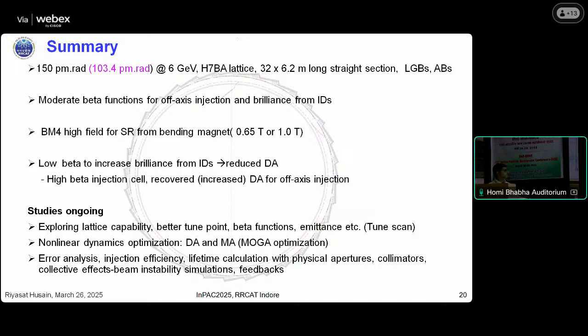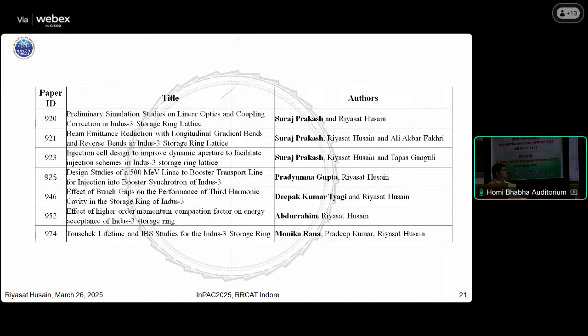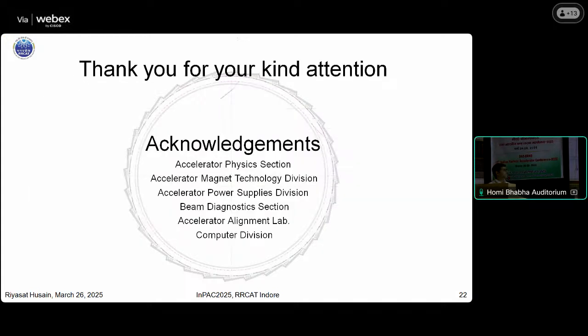And I recommend the audience to please visit the following papers during the poster presentation, giving details on various aspects. So thank you very much for your kind attention.